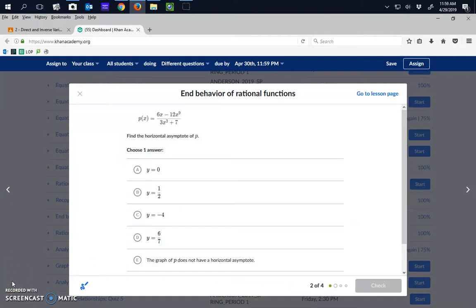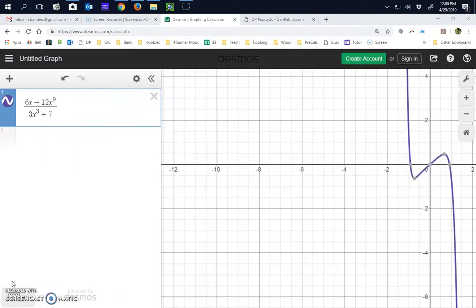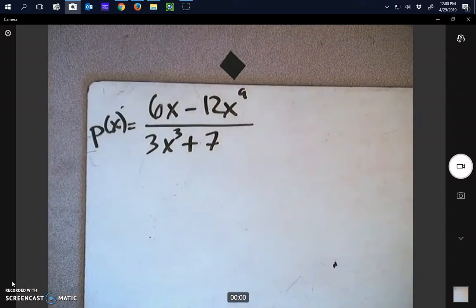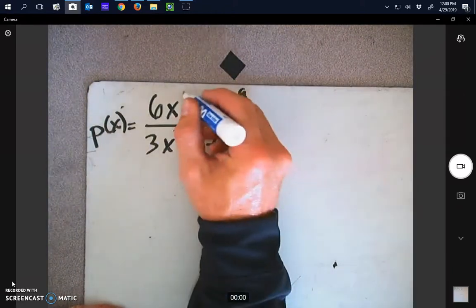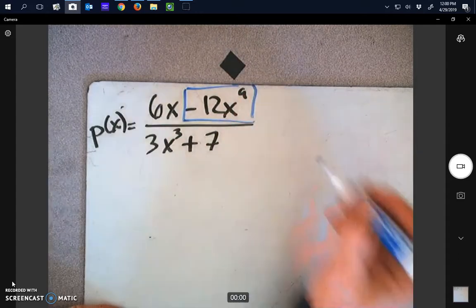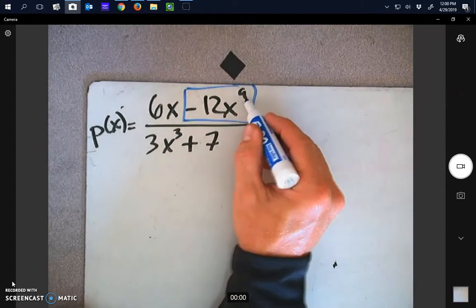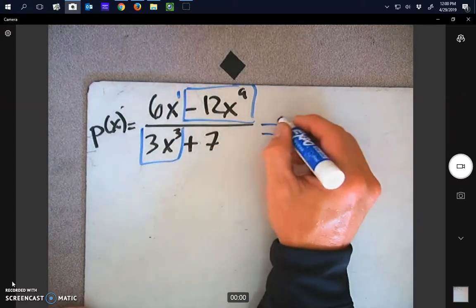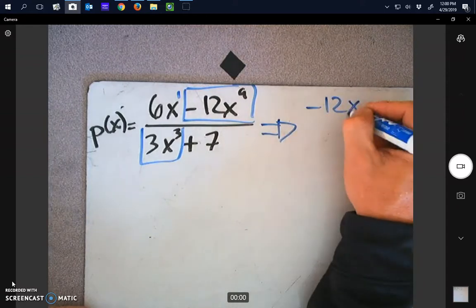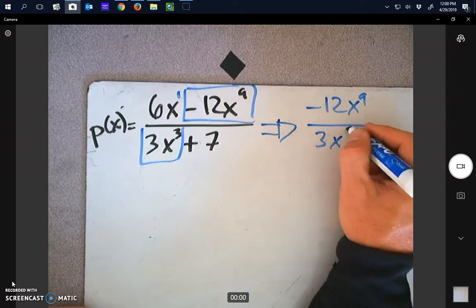Okay, next question. P of x is equal to 6x minus 12x to the 9, over 3x cubed plus 7. Find the horizontal asymptote of P. All right, so we have our equation written, and once again we're going to do the same thing as last time: isolate the leading term. This has 6x first and 12x to the 9 second. The second is actually our leading term in standard form, because it has the highest exponent. This exponent is 1, that's 9, so that's the bigger one. And 3x to the 3. Once again, we're going to isolate those and then simplify and see what we have left over.